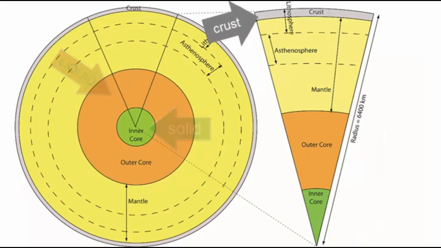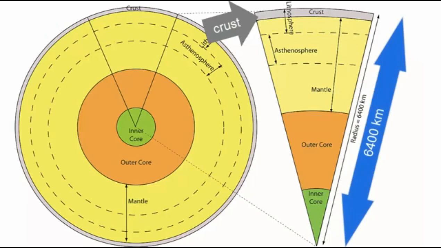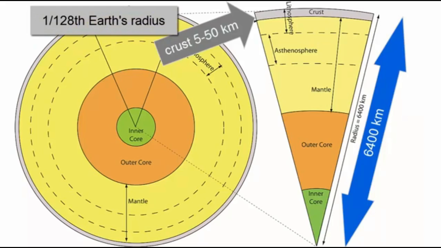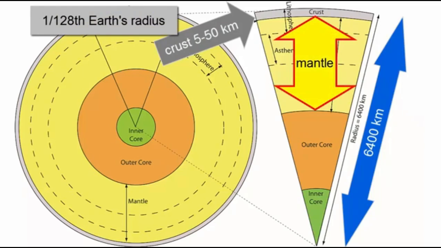Now, let's go out to the crust, which is so thin that it would be impossible to see it in any whole Earth drawing shown to scale. So in all cases, we have to exaggerate it. The Earth has a radius of about 6,400 kilometers. The crust is at most 50 kilometers thick, at most 1/128th of the radius of the Earth. The rest of the Earth, most of it in fact, is mantle.